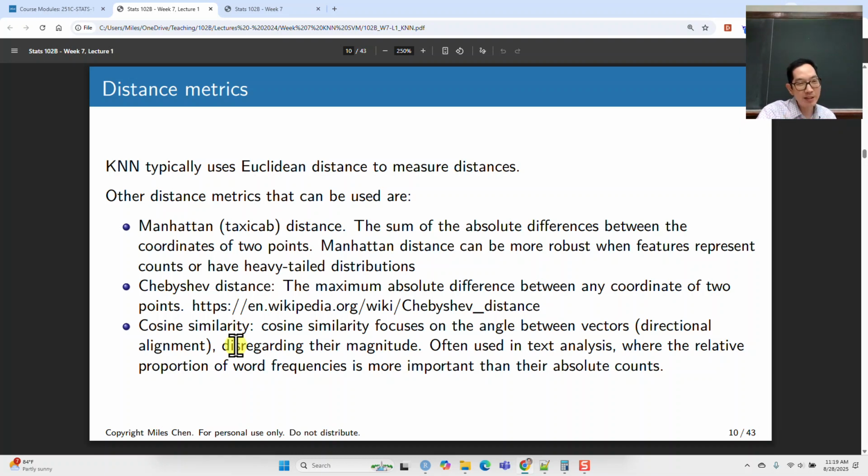Okay, so these are the other distance metrics, other things that we can consider. You have Manhattan distance, basically the sum of the absolute values. Chebyshev distance is the maximum absolute difference between any coordinate of the 2 points. So you look at the difference in x1 and the difference in x2, and it's just the max of those things. It's a little bit of a weird thing. And then cosine similarity looks at the angles between the vectors.